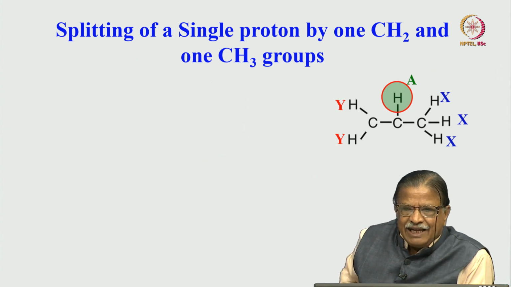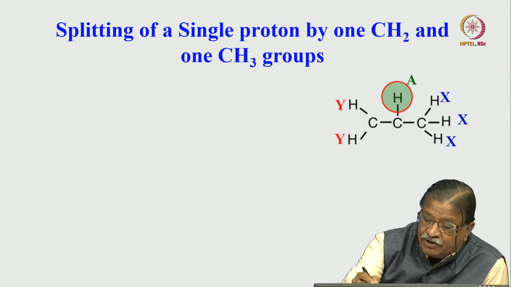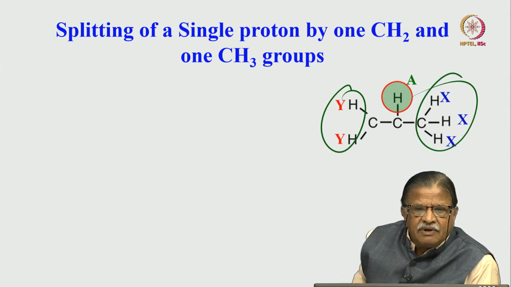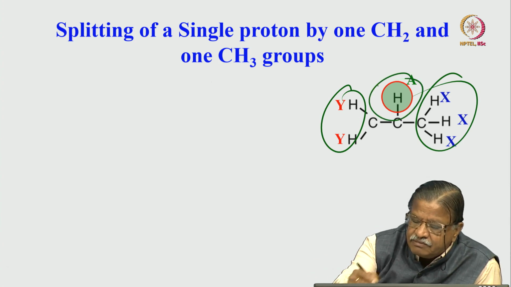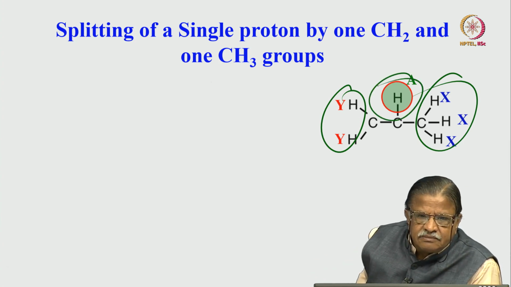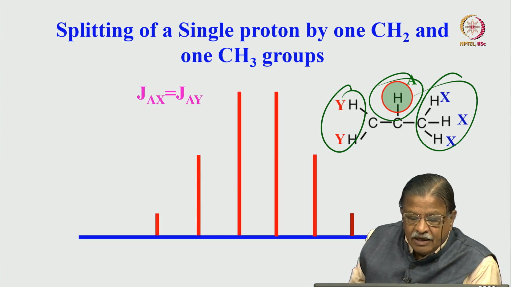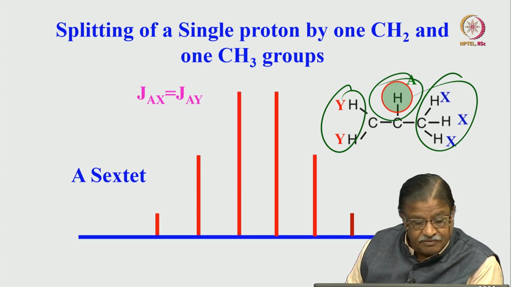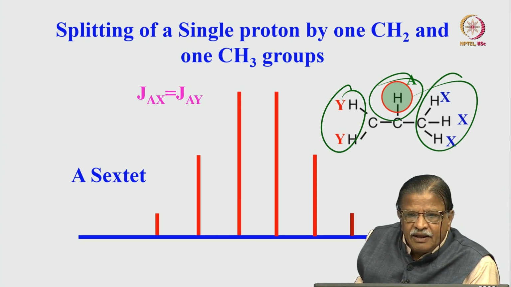Now we will go to a complex example. A CH proton is coupled to CH2 and CH3. Extend the logic. What is the type of pattern you get for this proton? It is coupled to, let us say, CH3, again the coupling is the same. It gives rise to a sextet now, not a pentet, a sextet. How? We will work it out.